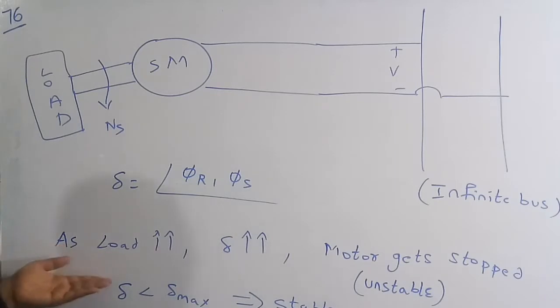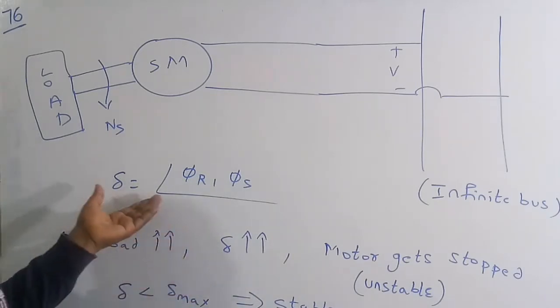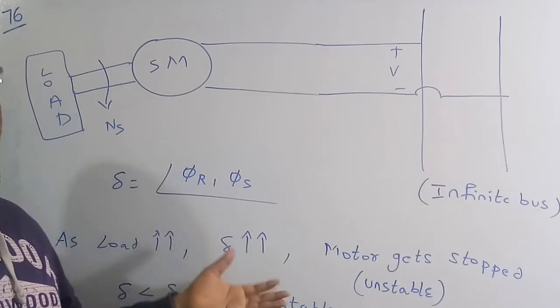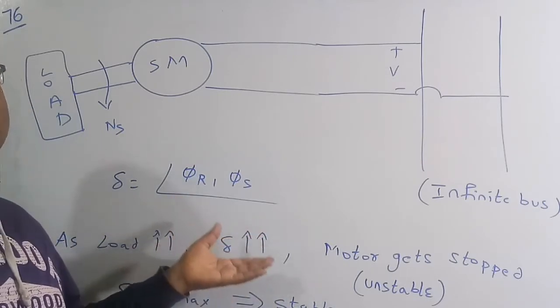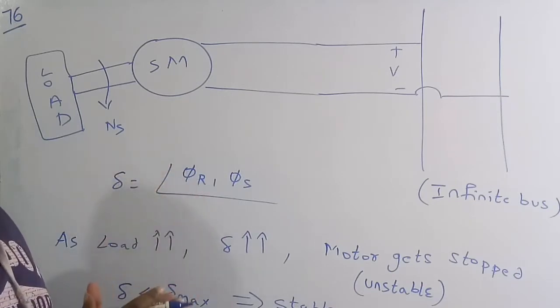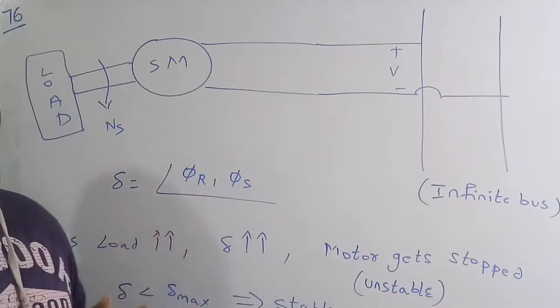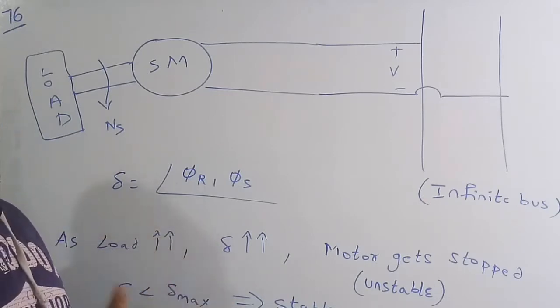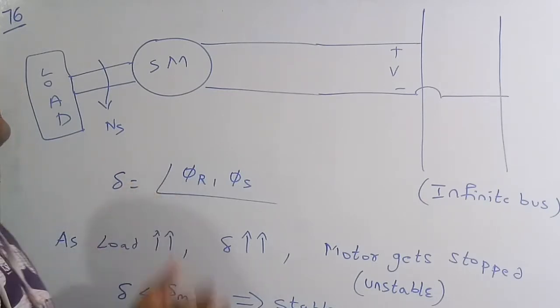So therefore, whenever the load increases, the angle between the rotor flux and stator flux is going to increase. Up to a critical value it can maintain that load, so the motor can rotate at ns speed. But if the angle is more than that critical value, then definitely the speed will become zero.